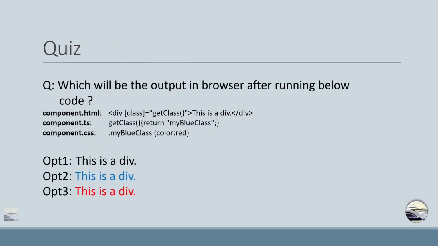So our quiz is, which will be the output in browser after running the below code. So we have three files. In component.html we have a division tag, and there we are having class, and we are calling a get class method, and we are having some detailing in our division. In the component.ts, we have the method get class, and that returns my blue class in string. And in our component.css, we have a my blue class that returns a CSS property. And you have options on your screen.